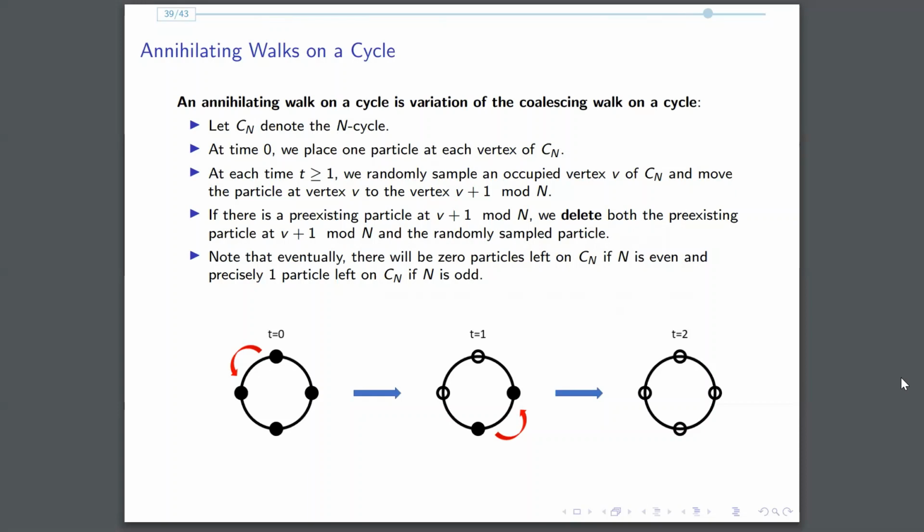Note that eventually there will be either 0 particles left on Cn if n is even, and exactly 1 particle left on Cn if n is odd. Here's an annihilating walk shown for n equals 4. Initially, all vertices of the cycle graph are filled. And then at the first time step, we move the particle at the top vertex 1 step counterclockwise to the vertex on the left. However, since there's already a particle at the left vertex here, instead of combining them together at the left vertex, we'll simply delete both of them as shown here. And then at t equals 2, we move the particle from the bottom vertex to the particle at the right vertex, deleting both.